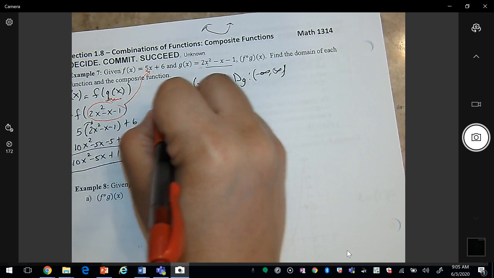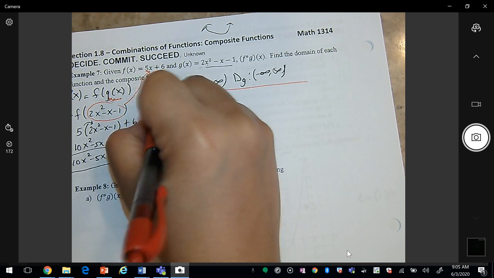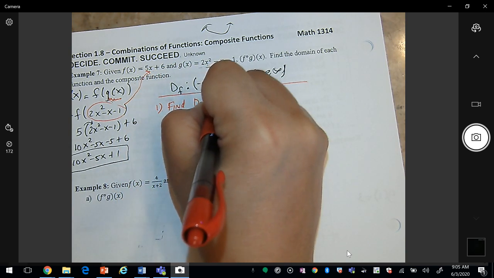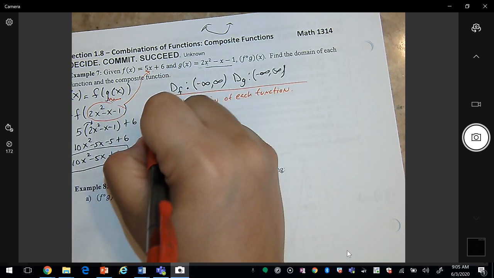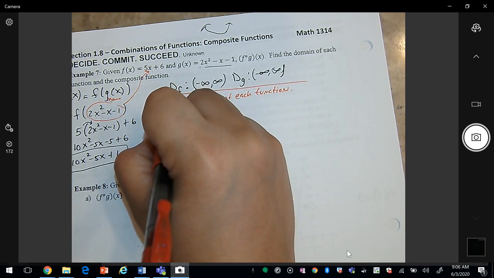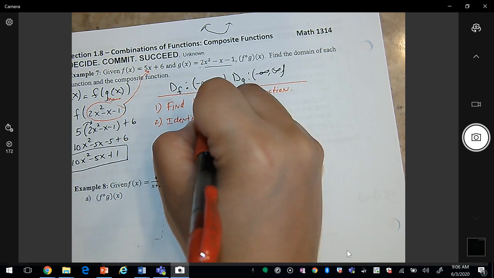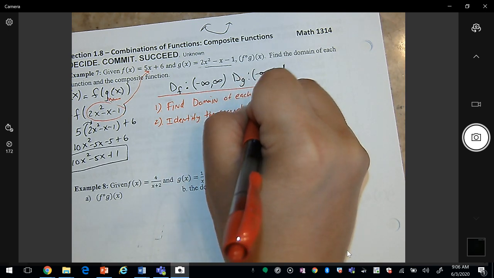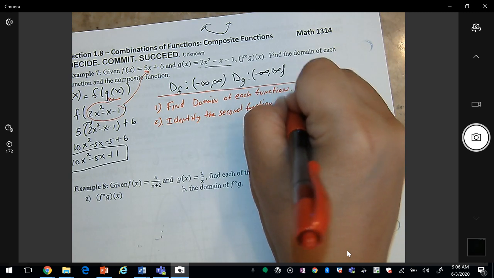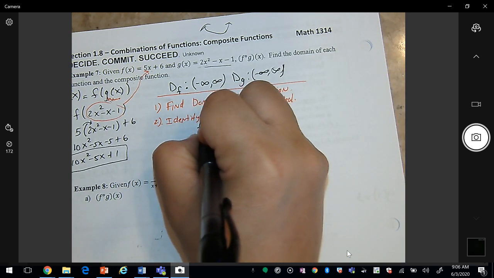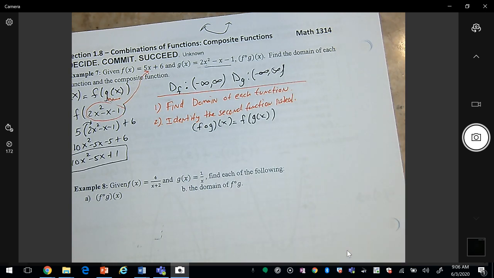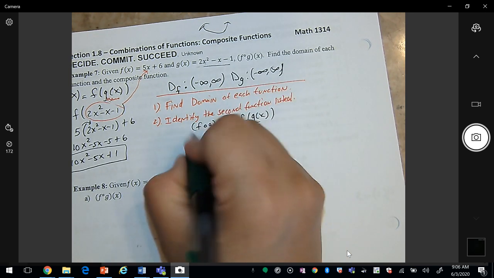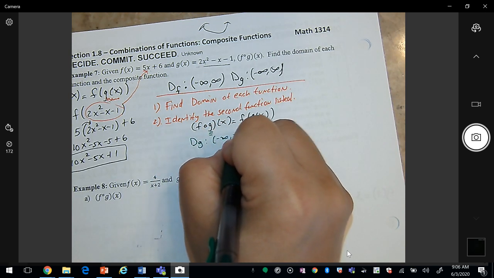To find the domain, we can write this in two steps. Number one, find the domain of each function, which we did right here. Number two, identify the second function listed. So for example, in our example here, we have f composed of g of x. So the one that we're going to focus on is the second one here. So the domain of g is negative infinity to positive infinity.